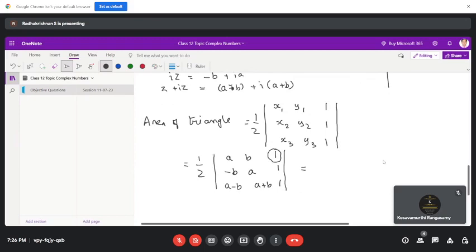Sir, I got half of minus b square minus a square. Okay. Can you check it once again? I think you should be getting a square plus b square. Okay. This will be equal to mod z.